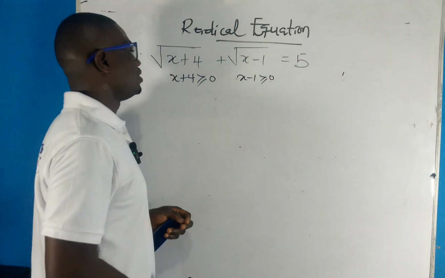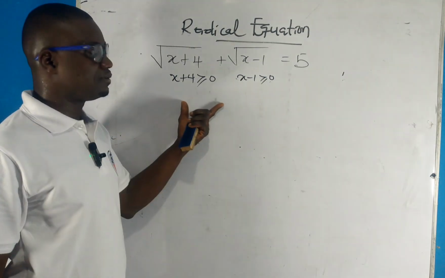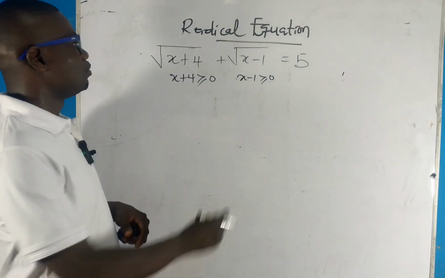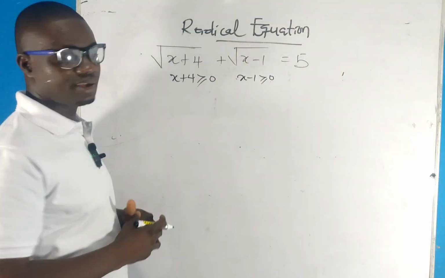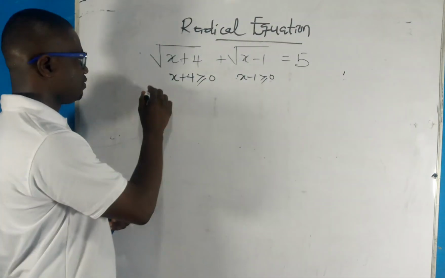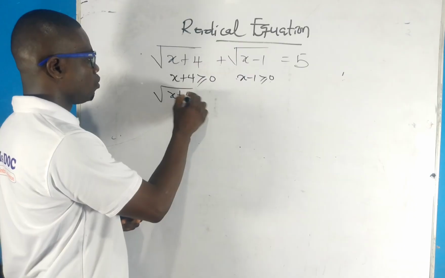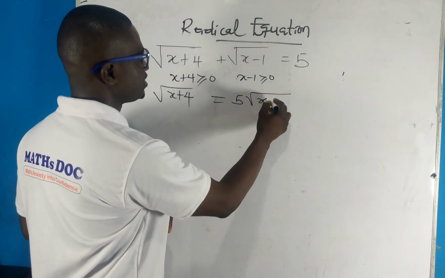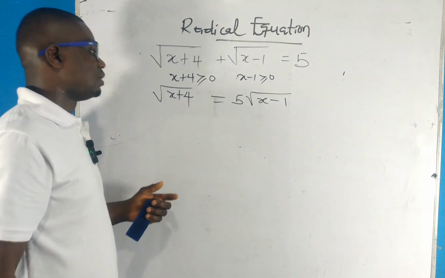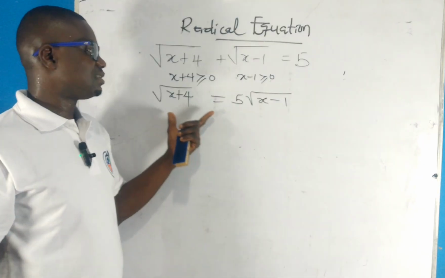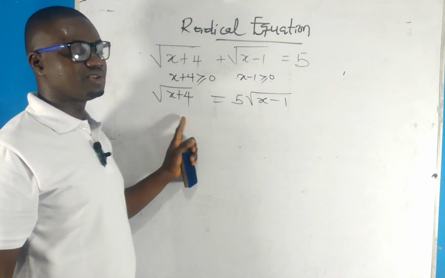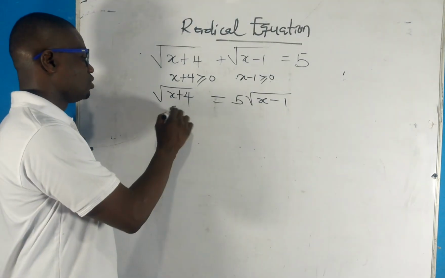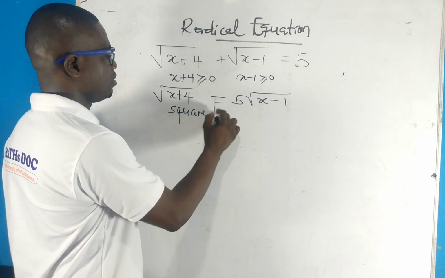Now in this case, we can simplify the expression by moving this value to the other side. So we have root x plus 4 is equal to 5 minus root x minus 1. Now from here, the next thing that you need to know is how to take away the root sign, and that is squaring both sides. So you square both sides.